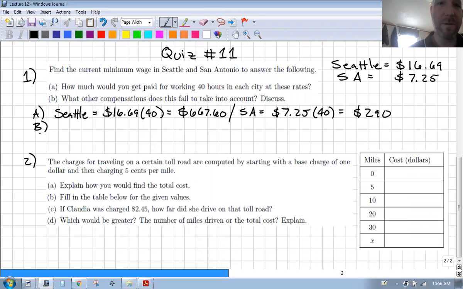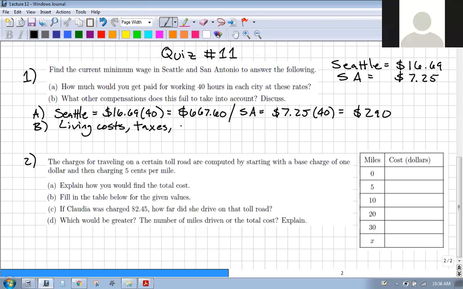All right, what other compensations does the salary take into account? Living costs. They might have higher taxes. Let's see, I want to say groceries, but I want to say more than just groceries. I put food also and gas because it is expensive up there. Food and gas prices.